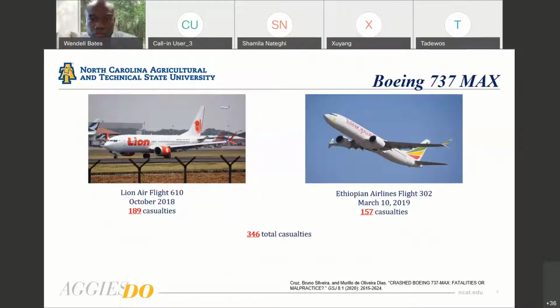And so the Boeing 737 MAX, many of you might be aware of the history of this aircraft. In October 2018, there were unfortunately 189 casualties. And then not even 6 months later, another Boeing 737 MAX tragically crashed, resulting in 157 casualties, resulting in 346 total casualties.